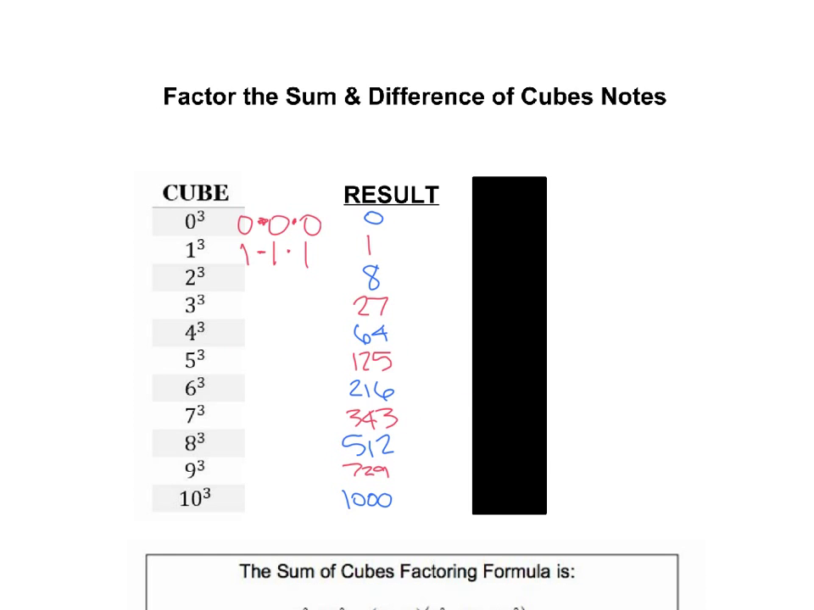Okay, so it's very important that you know this, because it will help when we're factoring the sum and difference of cubes. So it's very important to know these values. If not, you always have that handy dandy calculator to help you figure them out.